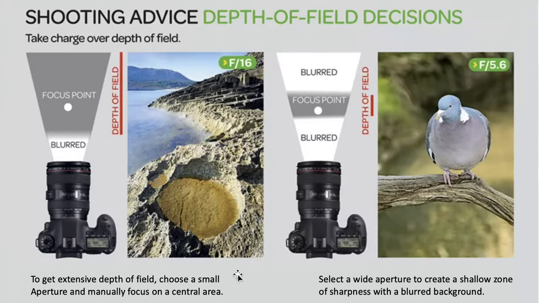So to get extensive depth of field where everything is sharp, choose a small aperture and manually focus on a central area. So in this image here, we're seeing an example of limited depth of field. So you want to select a wide aperture, like f2 or f4, to create a shallow zone of sharpness with a blurred background. So here, the focus point is the bird, and there isn't anything in front of the bird, so nothing is unsharp, but everything behind it is very blurred. So f5.6, if you're very close to this bird, you're going to throw out the focus on whatever's behind it. So these are both great examples of that.